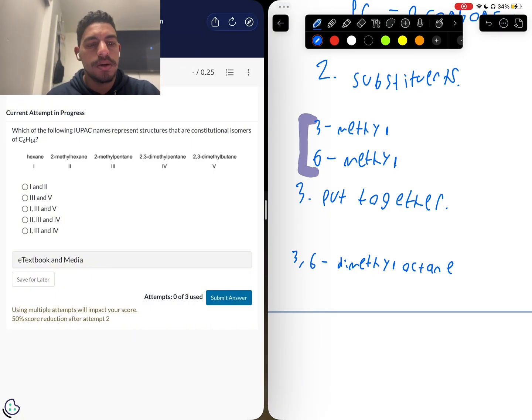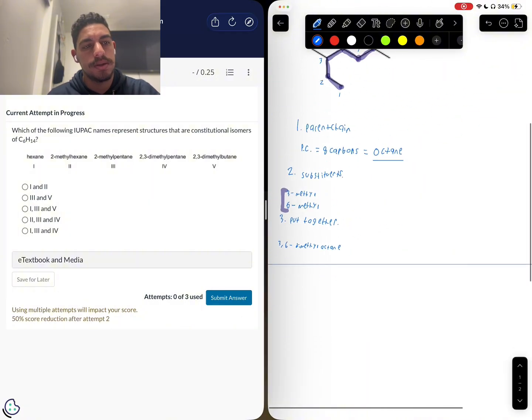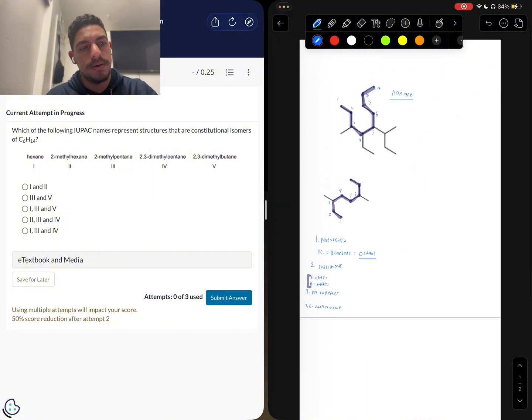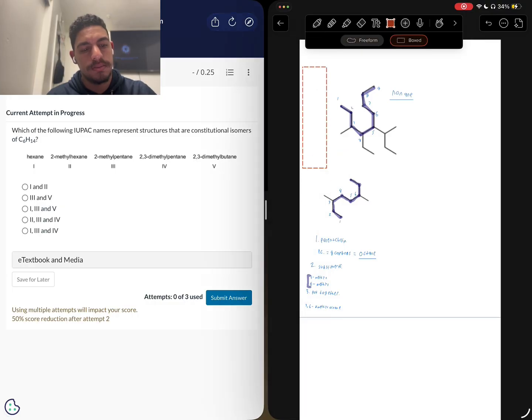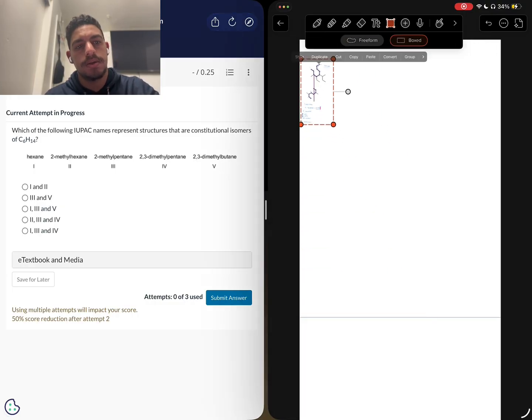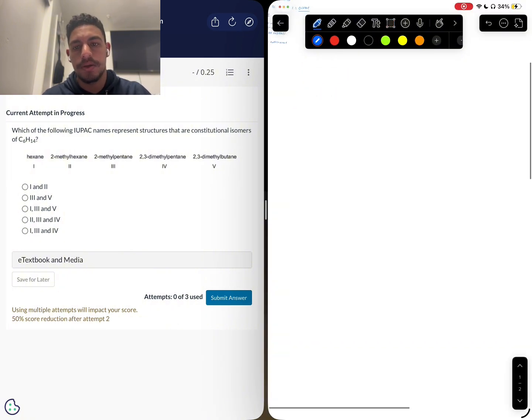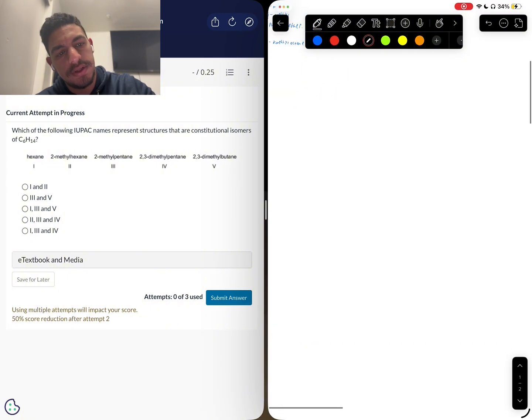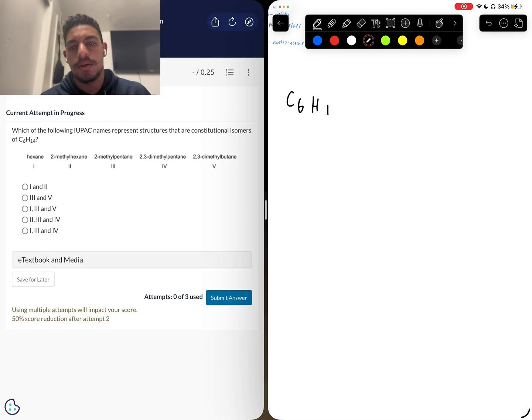Okay, so this one's asking, I'm going to move to this side of the page. Let's make all this smaller. Move this stuff off to the side. So now we're looking at constitutional isomers of C6H14. Okay, so 6 carbons, right? 6 carbons, 14 hydrogens.